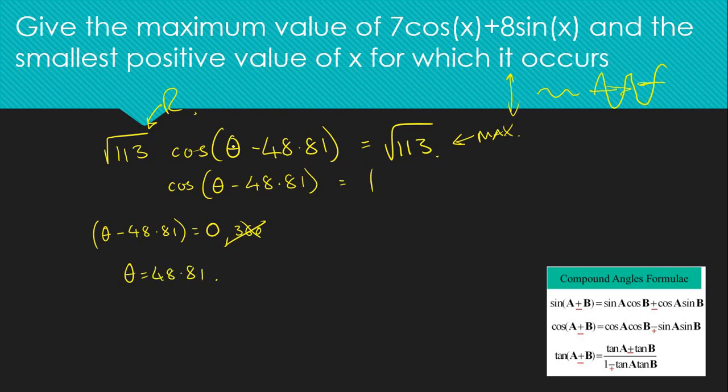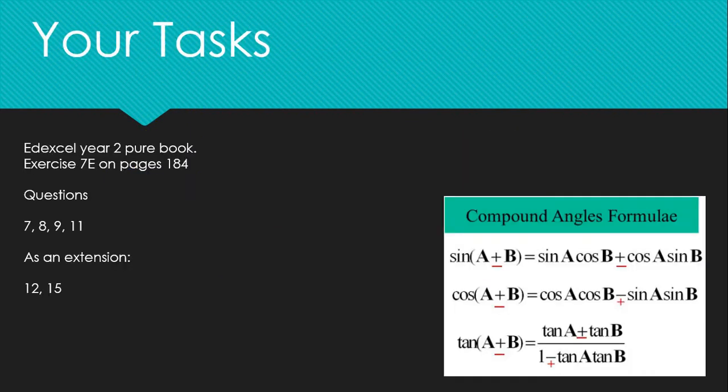Take a look at it. If I chuck 48.81 into there, I get cos of 0. Cos of 0 is its maximum, isn't it? Okay, there, that's the maximum for it. So that just makes sense for it. Okay, hopefully that's okay. Your tasks are 7, 8, 9 and 11 with 12 and 15 as an extension.